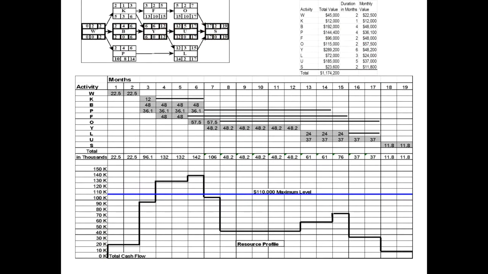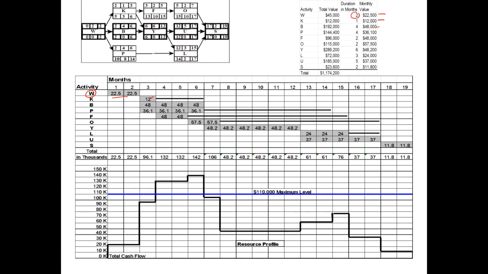So what we do is we do time-phased budgeting. Here, in this example, the bar chart has been done and it has been loaded with the costs. So for instance, activity one, which is W, has a total duration of 2, and every month you are receiving 22.5. So we have indicated 22.5 for activity W. And your total budget is indicated here, and also you have got some float here. And for activity B, the total budget is 48,000 for 4.